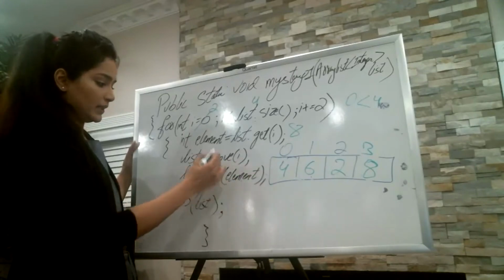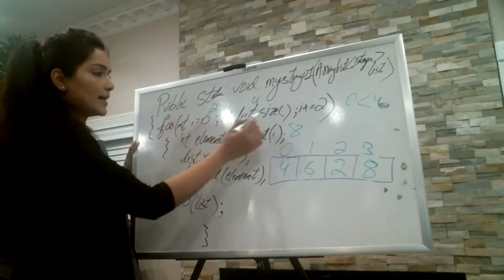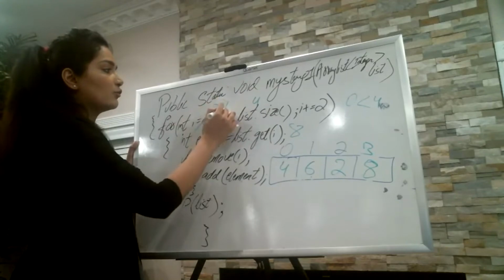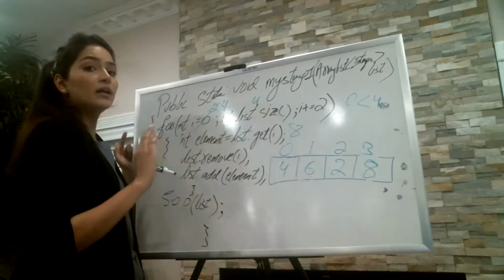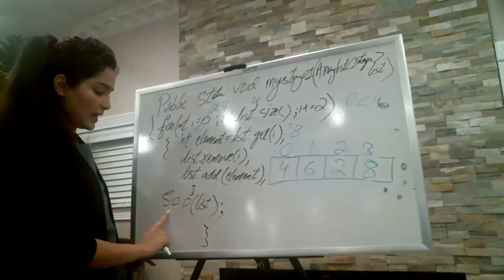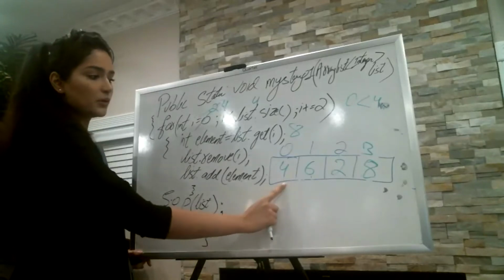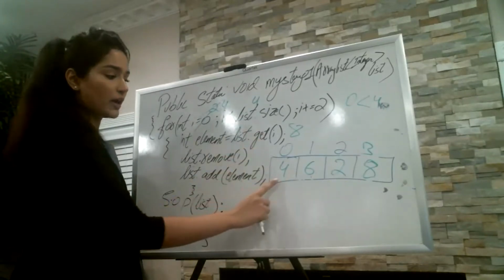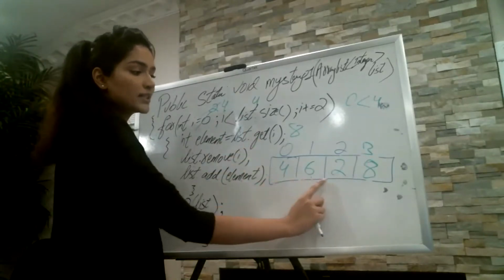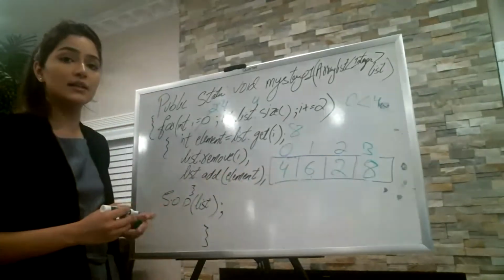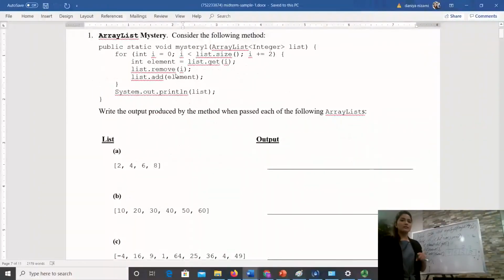This is the second iteration of the loop. i plus equals 2. i is now 4. Is 4 less than 4? No. Stop the loop and print your list, which is print your array. So in the output you will write the whole array. You have 4, 6, 2 and 8 as the final content of your array. Okay, so let's continue with the second one.